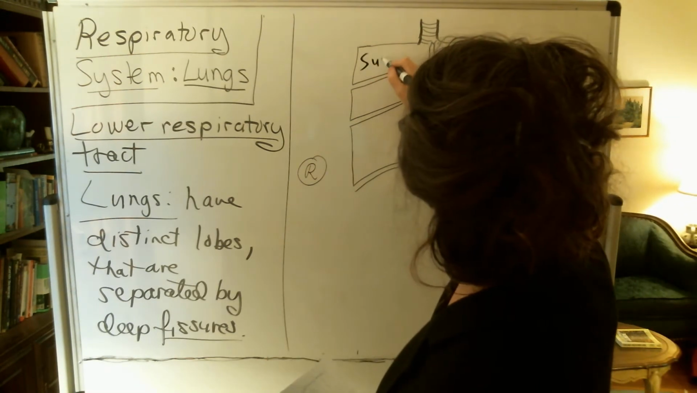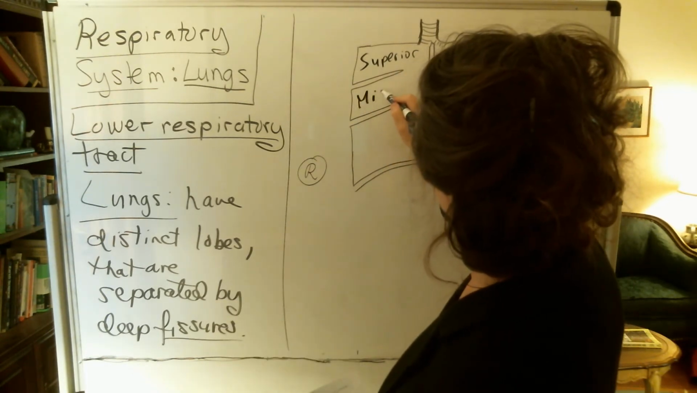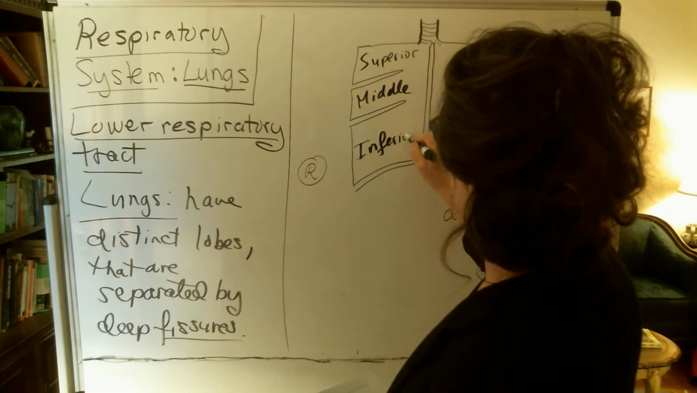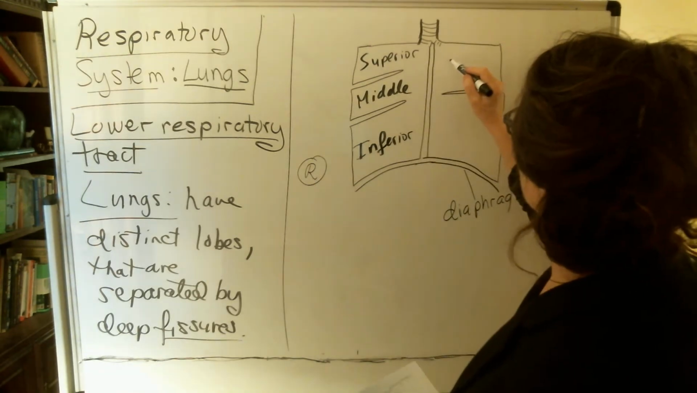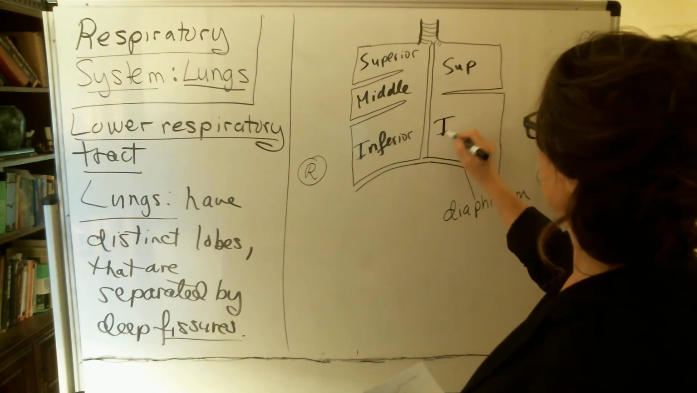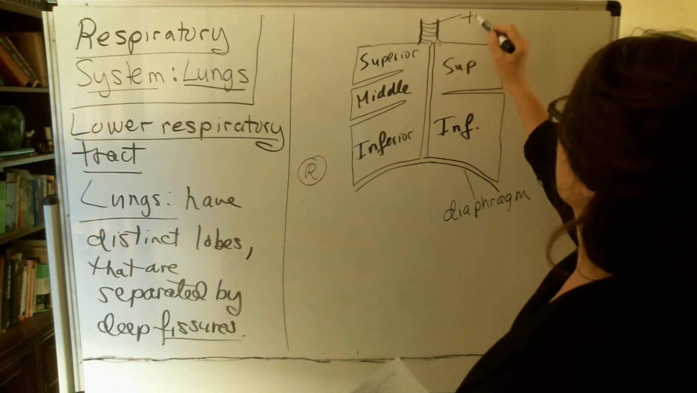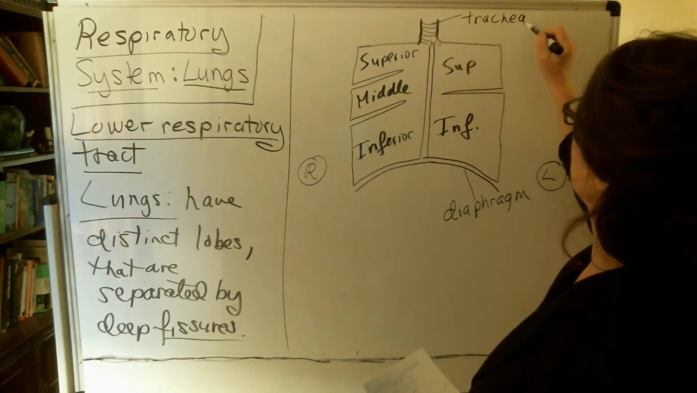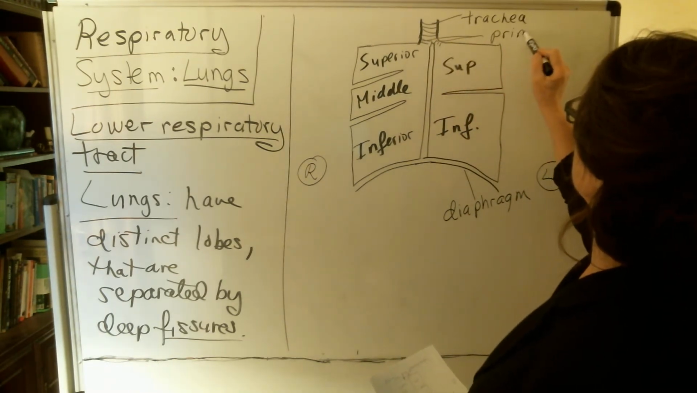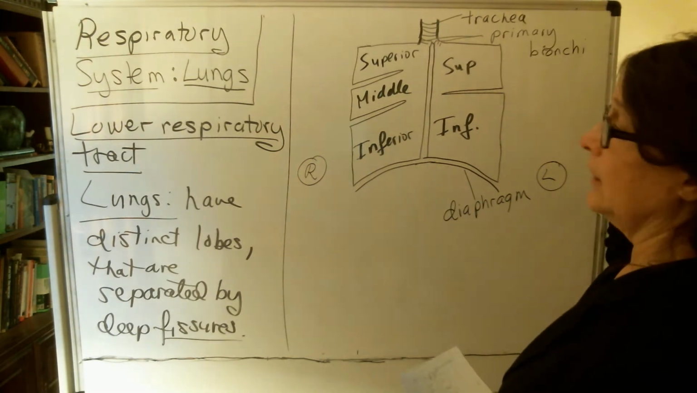Here we have the superior lobe of the right lung. Here we have the middle lobe of the right lung. And here we have the inferior lobe of the right lung. Over here we have the superior lobe of the left lung and the inferior lobe of the left lung. So here you have the trachea. Here you have the two primary bronchi.